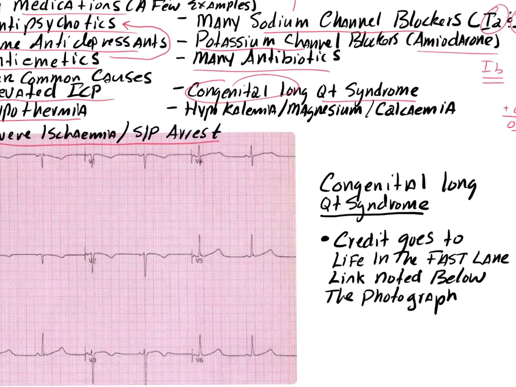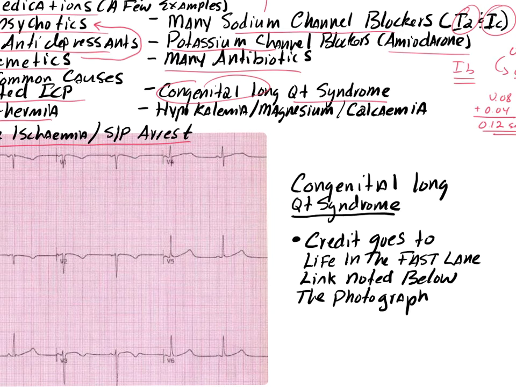And electrolyte anomalies, specifically hypokalemia, hypomagnesemia, and hypocalcemia. What is hypokalemia? That is a low potassium. What is hypomagnesemia? A low magnesium. And what is hypocalcemia? A low calcium. Okay, you guys okay there? All right, cool. So let's look at an example here.